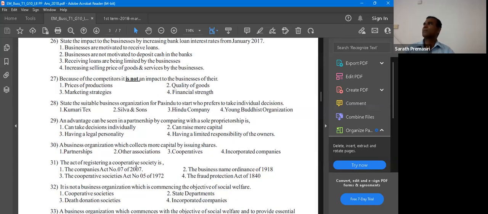Last one, 30th. A business organization which collects more capital by issuing shares. Which business type uses shares to collect capital?